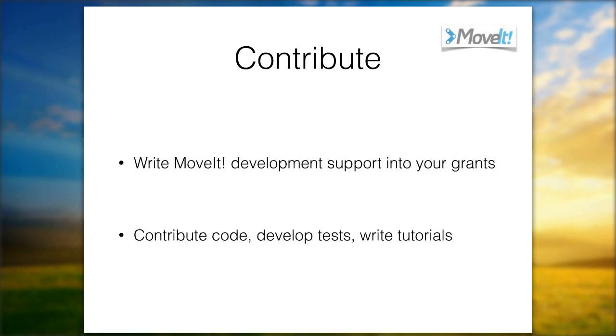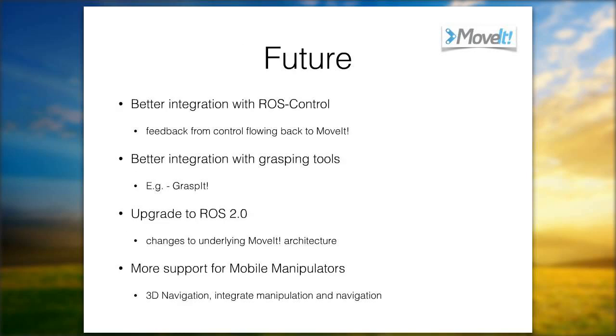If you want to contribute, write MoveIt development support into your grants, fund your students to work on MoveIt, and have them contribute back. That would be the best way to contribute code, develop tests, write tutorials, so we can make MoveIt the kind of software that can be used on a huge number of robots. In the future, we're looking at better integration with ROS-Control, better integration with grasping tools, and as ROS 2.0 is coming online, we'll also start looking at how MoveIt can be upgraded to use ROS 2.0. And of course, we'd like to add more support for mobile manipulation as well.